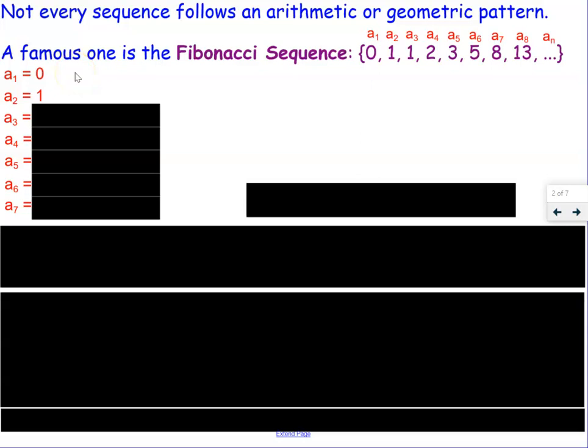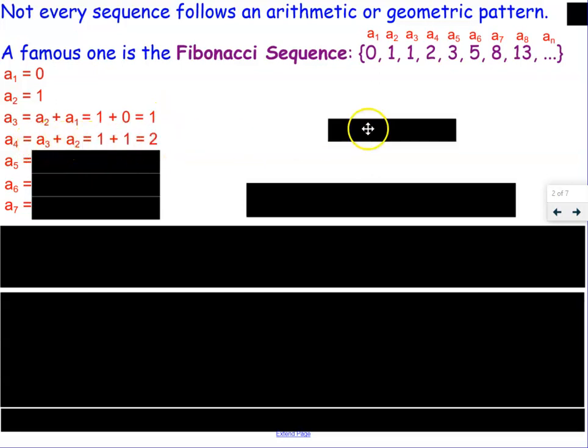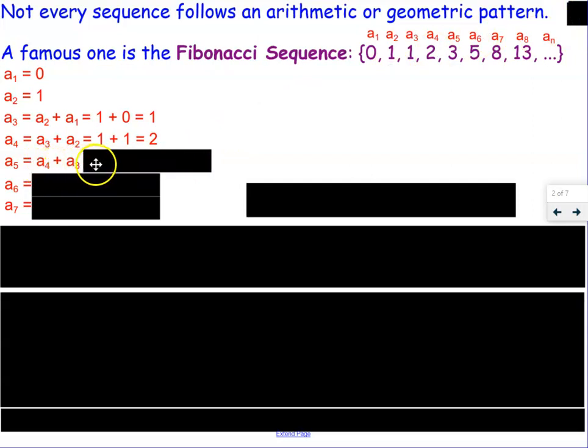So starting with a1 is 0, and then a2 is 1. To get the third term, that 1, you have to add the second term plus the first term. So 1 plus 0 is 1. To get the fourth term, you add the third term and the second term. So 1 plus 1 is 2. To get the fifth term, you add the fourth term plus the third term. So 2 plus 1 is 3.